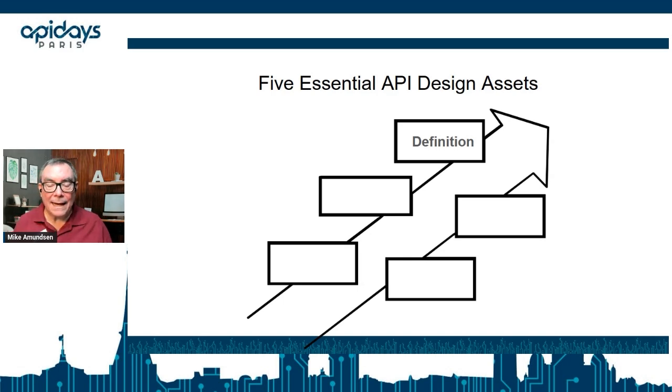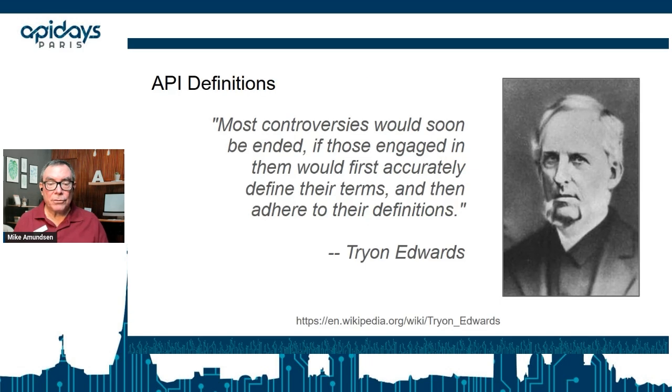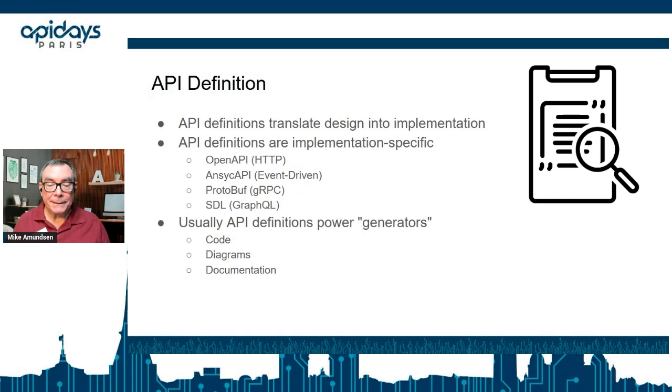All right, that leads to the last item in our list, the definition. How is definition different than descriptions? I love this quote from Tryon Edwards, a late 1800s preacher, philosopher in the United States. "Most controversies would soon end if those engaged in them would accurately define their terms and adhere to their definitions." What is he really saying here? He's basically saying, once we've agreed on the details, most of the arguments fall away. And that's what we want to do. We want to have an accurate set of definitions for this particular implementation of the API.